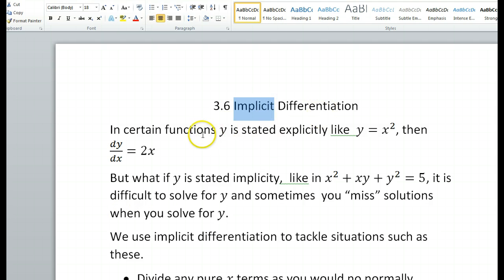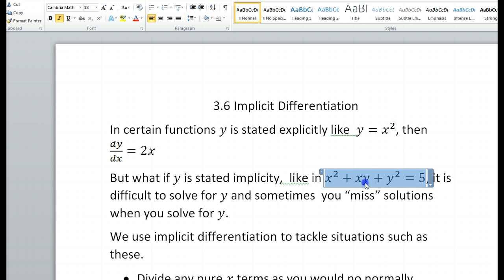So far we have done functions like y equals x squared, and we know that the derivative is 2x. Here, y is written explicitly as y equals x squared. It's already solved for y, in other words. But on the other hand, if you look at something like this, here y is not explicit.